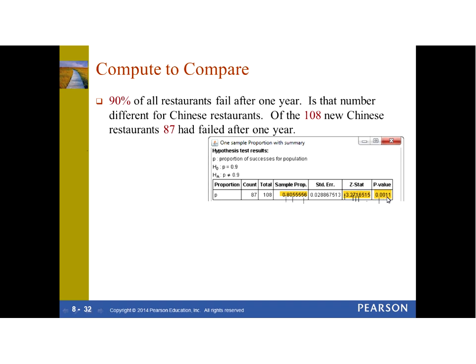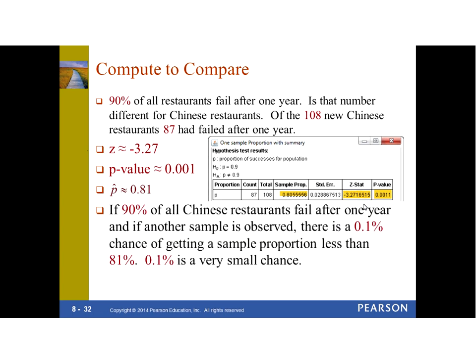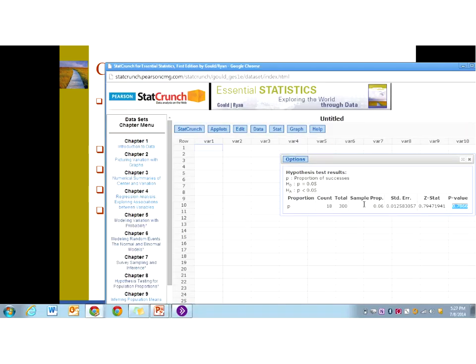Our p-value was 0.001. That is much smaller than 0.05. So we can reject H0. And there's a very small chance of getting a sample proportion less than 81%. So really, it looks like the percentage of Chinese restaurants that fail is significantly different from all restaurants. Now let's take that a step further.